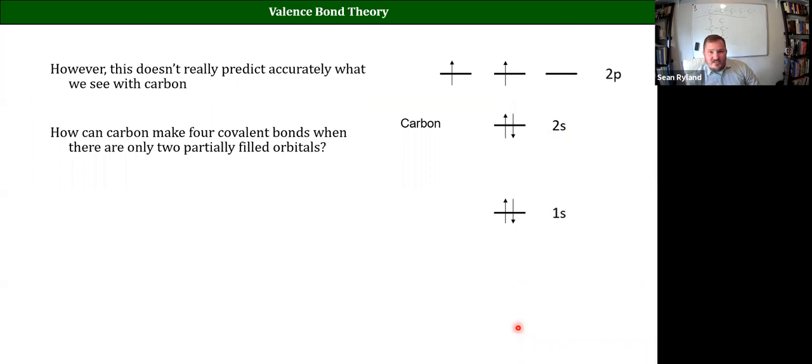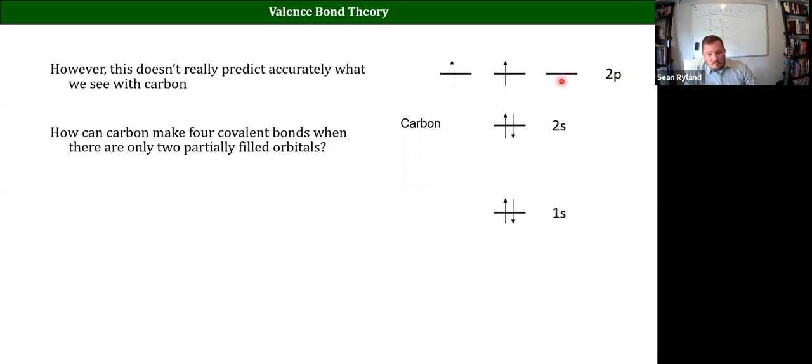The problem with just having this idea and looking at these molecular orbitals or these atomic orbitals and vacancies is that it doesn't really accurately predict what happens. Because we just got done doing a bunch of examples where I said carbon has to make four bonds to be stable, right? To not have a charge. But how many partially filled orbitals does carbon have here? It's only got two, right? So in theory, carbon should only be able to make two bonds, because you need a partially filled orbital in order to make a covalent bond with your other atom.